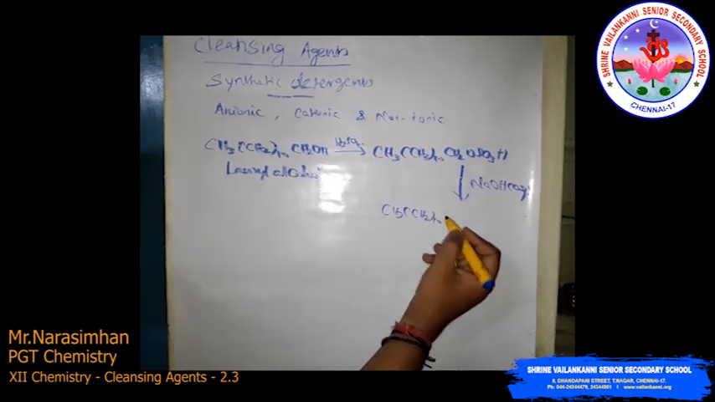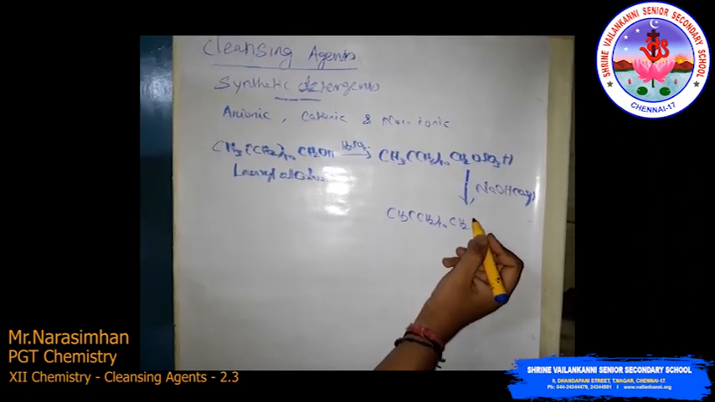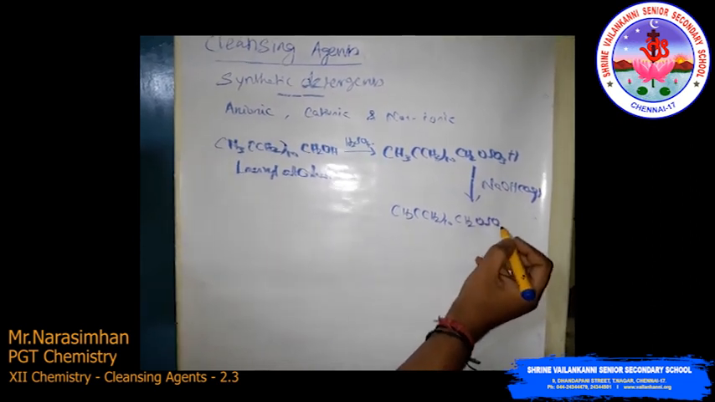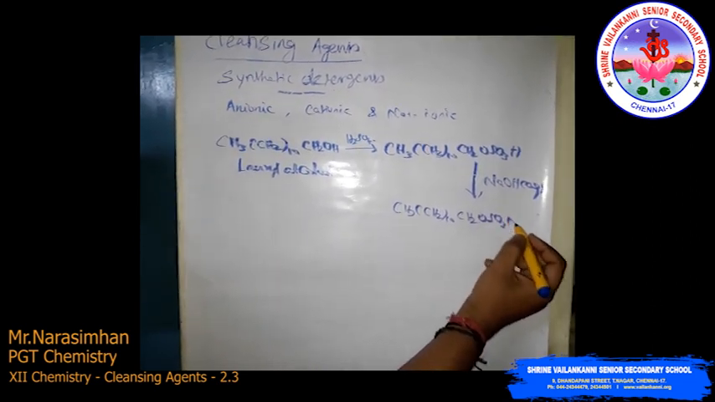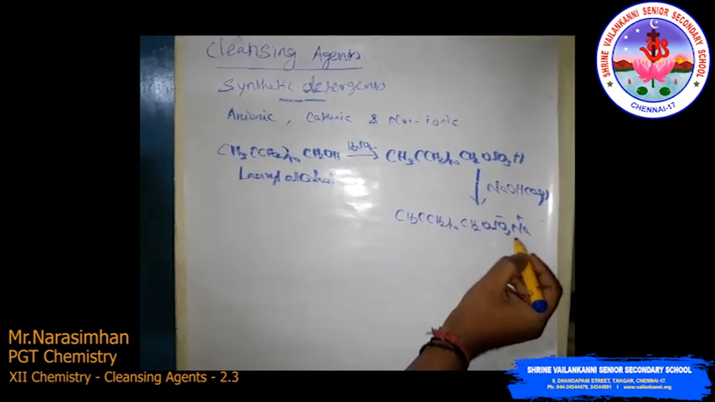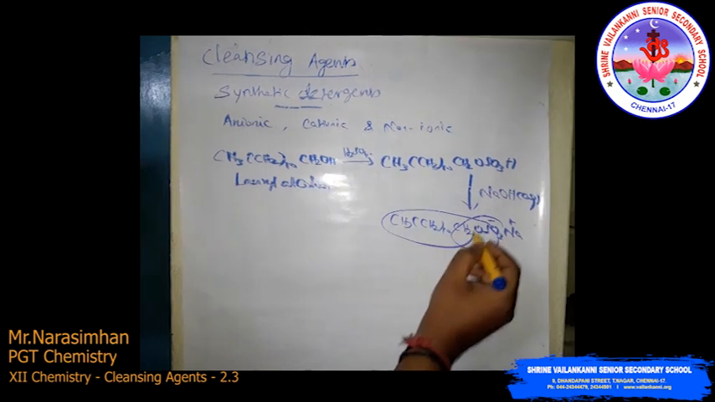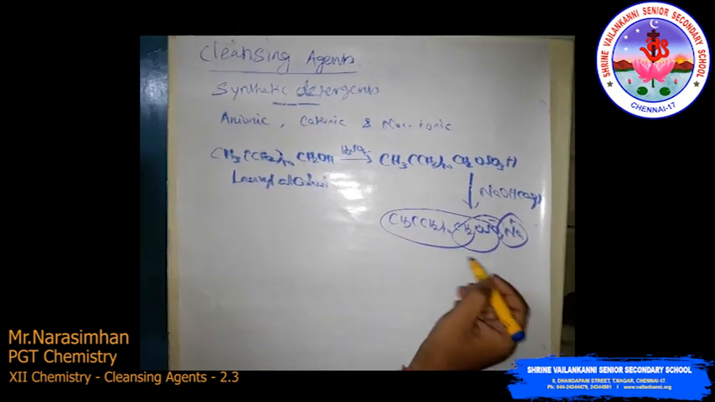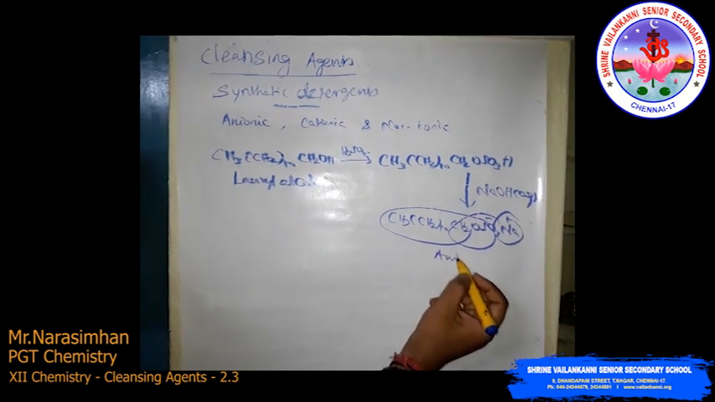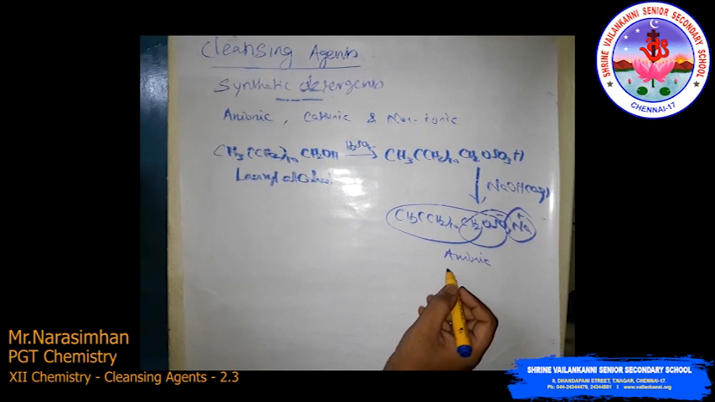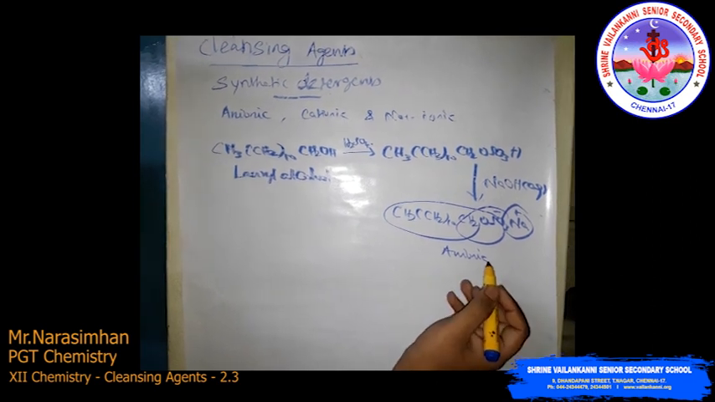CH2O SO3Na. See, this is plus and minus. This is polar in nature. The sodium, Na plus, and the whole compound is minus. This is the anionic detergent, or sodium lauryl sulfate.